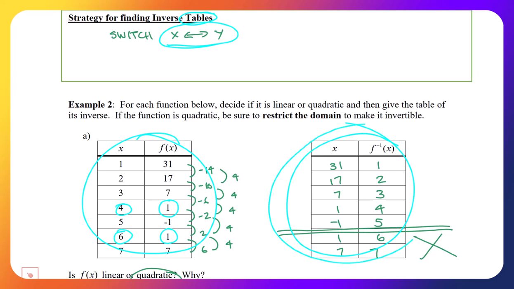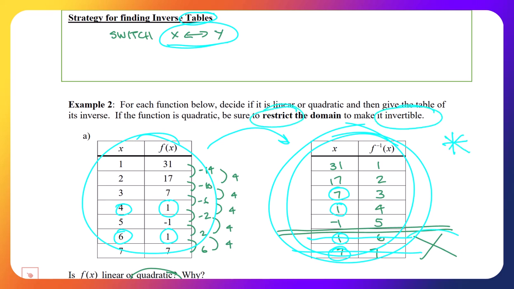So here's the inverse, and I have to restrict these two values because they share the same x values once they are the inverse. So they are inverses, or we switch x and y, and it's only an inverse function if the inverse is a function. So if I restrict or knock out the last two here, it will be made invertible.